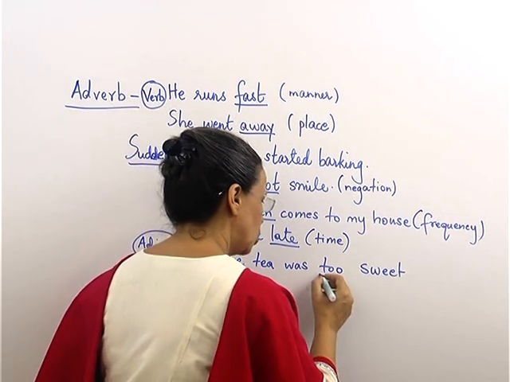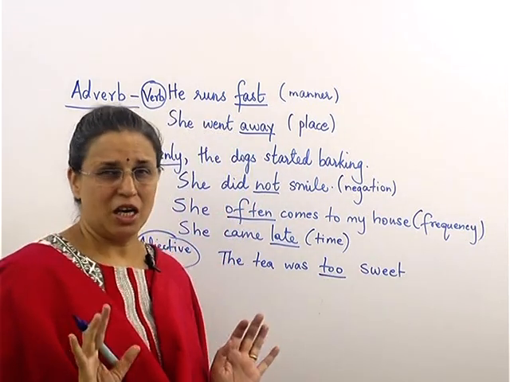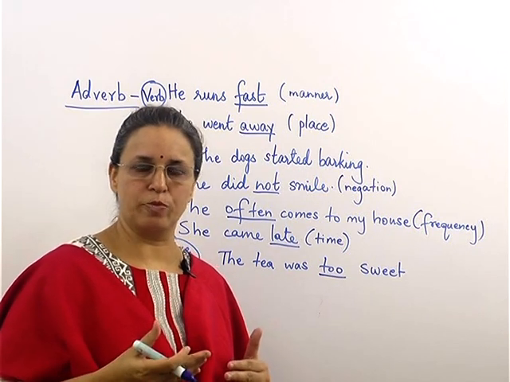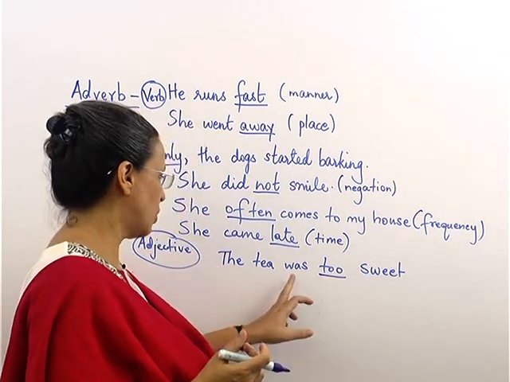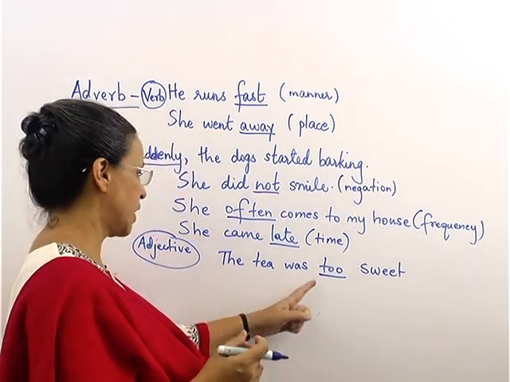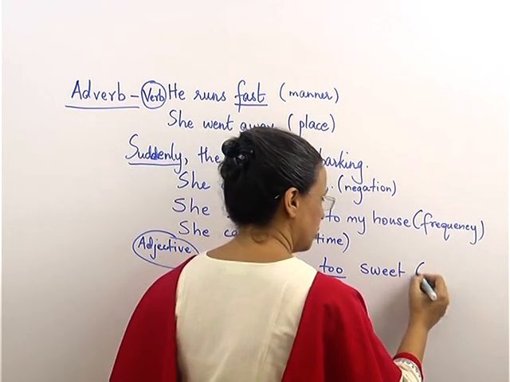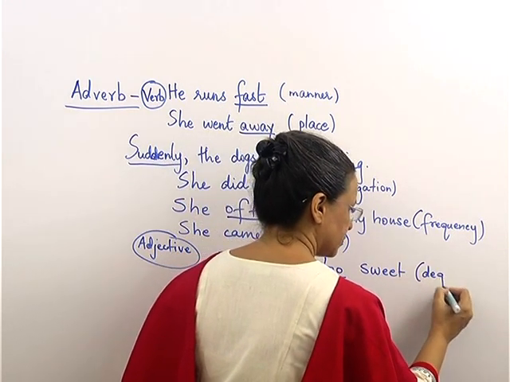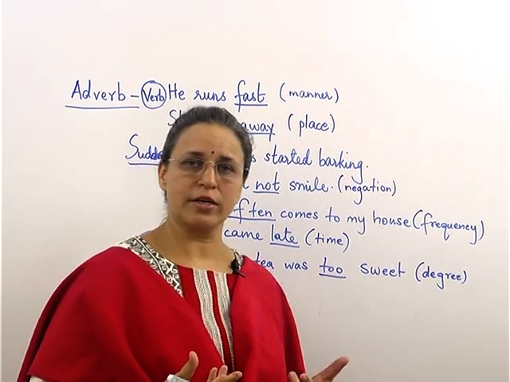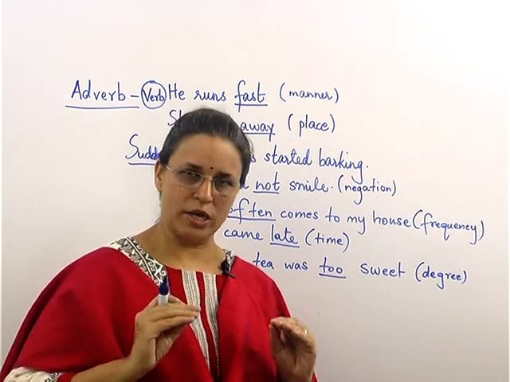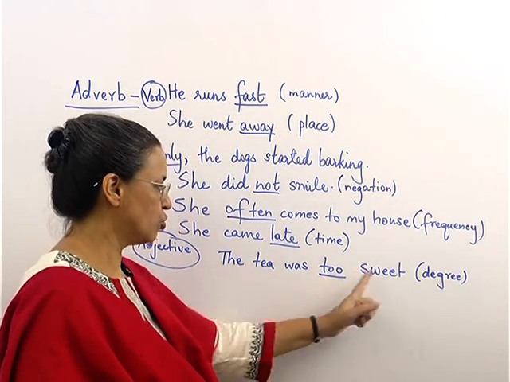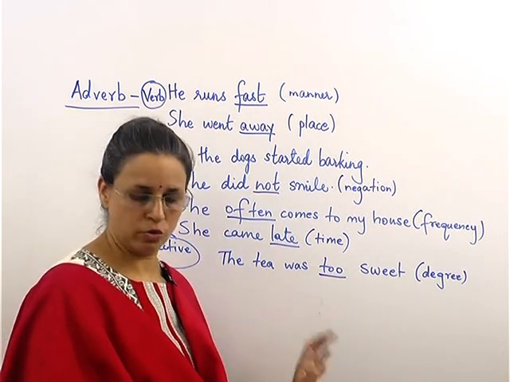But the word too is telling you ati meetha tha. Ati, yani more than it should be. So it is not telling you about the verb, it is telling you about the adjective. So this type is known as adverb of degree. Degree shows you how much exactly, किस हद तक, थोड़ा सा या बहुत सारा. So then this type of adverb tells you more about the adjective, not about the verb.